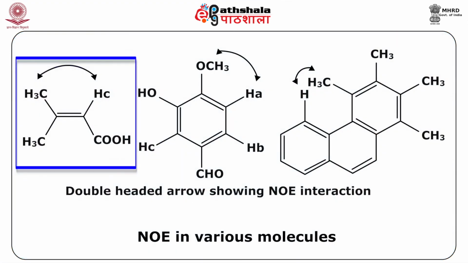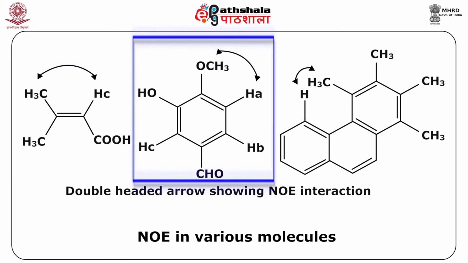To understand the phenomenon of NOE, students, let's take an example of 3-methyl-2-butenoic acid. If the vinyl proton Hc is irradiated, the intensity, that is the integral value, of the cis-methyl group becomes greater than that due to the trans-methyl group. Similarly, on irradiation of the cis-methyl group, the intensity of the Hc increases, whereas irradiation of the trans-methyl group, which is at more distance, does not affect the intensity of the Hc signal.